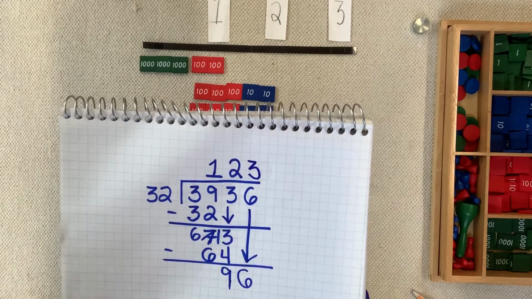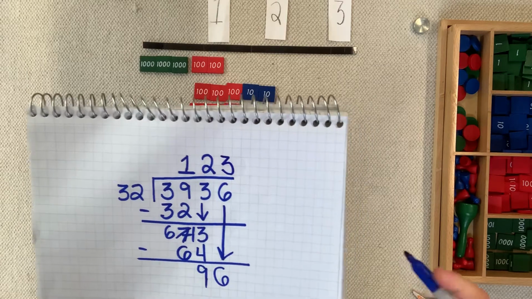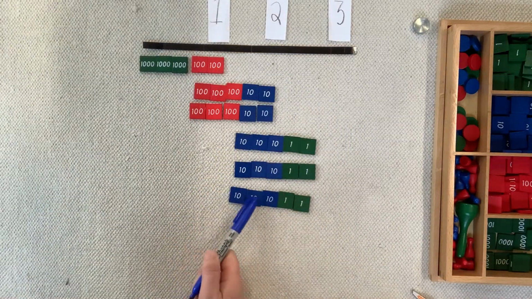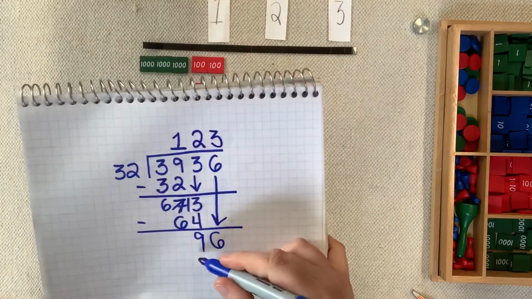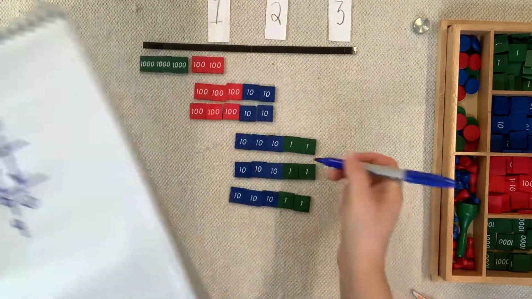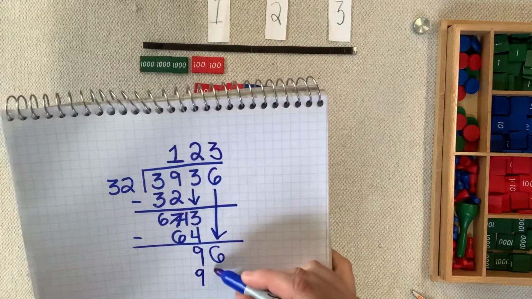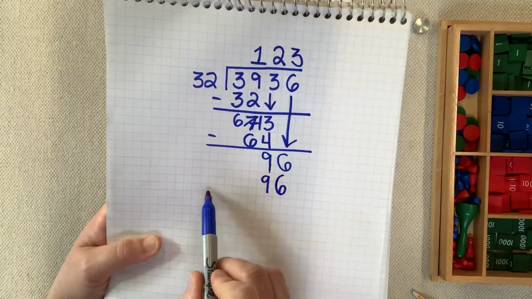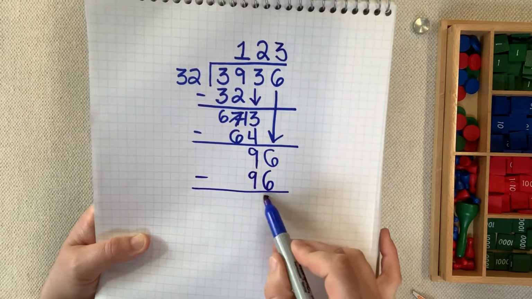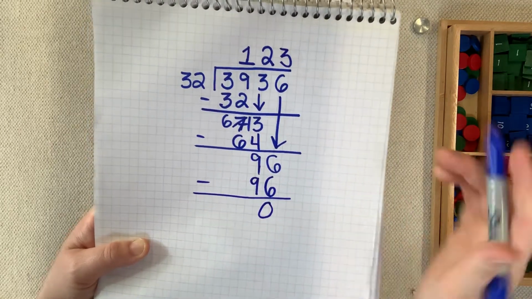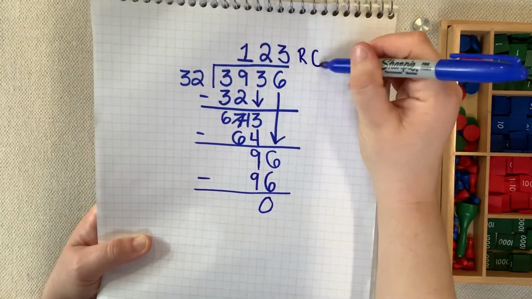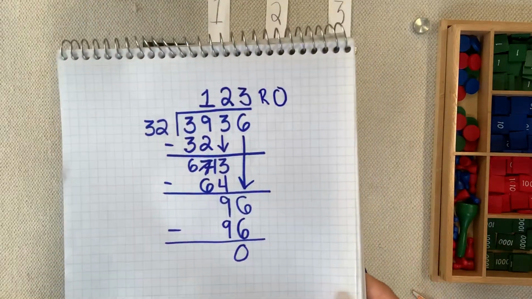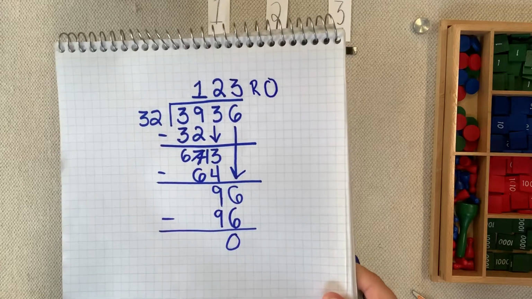And how many did I use up when doing that? 10, 20, 30, 40, 50, 60, 70, 80, 90. So I used up 9 tens and 6 units. And I'm going to take that away, and I have a remainder of 0. That is how you do group division, the algorithm on paper.